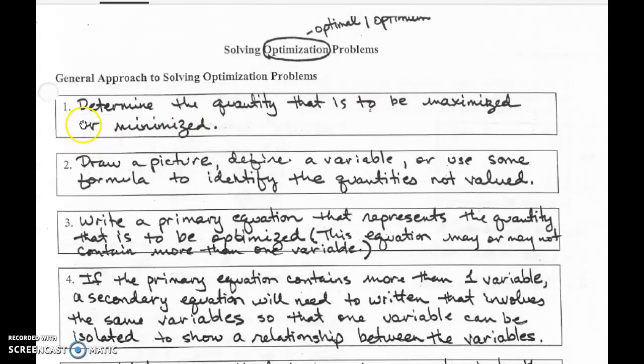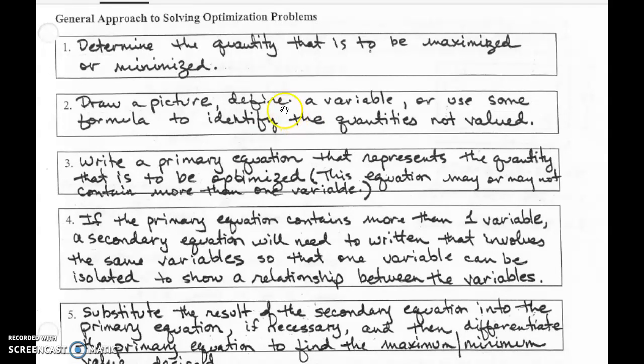And so that's why the very first suggestion given, and this is broken down in a way that I probably wouldn't even break it down to, but at least we're starting somewhere, is you have to determine the quantity that you want to be maximized or minimized. So from there, this is optional, by the way. You don't have to draw a picture, but that could help. But at some point, you need to be able to define a variable and use some sort of formula, whether it's given to you or you find it yourself, to identify the quantities that are not valued.